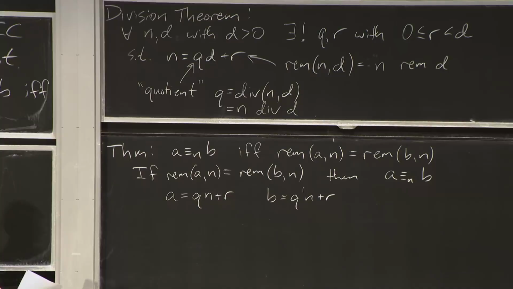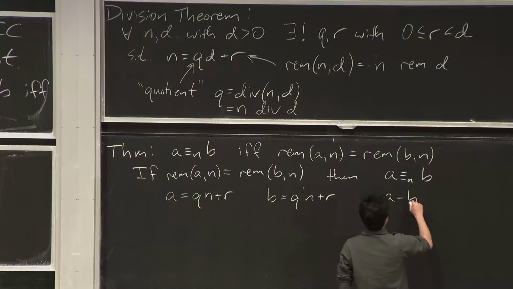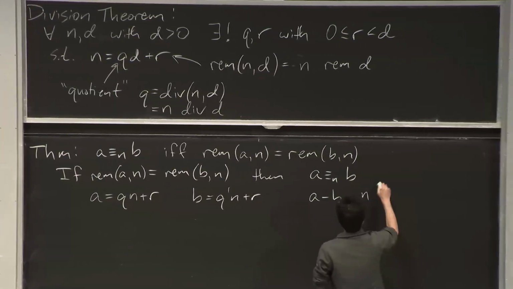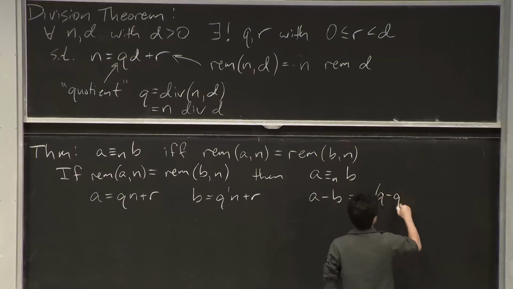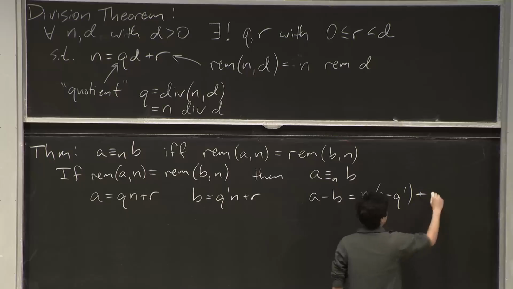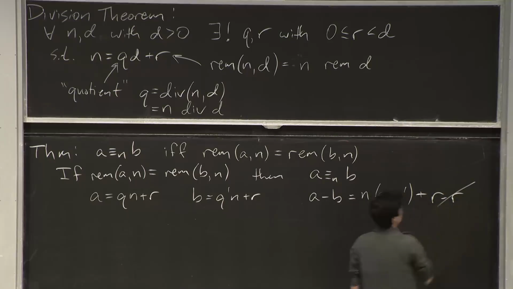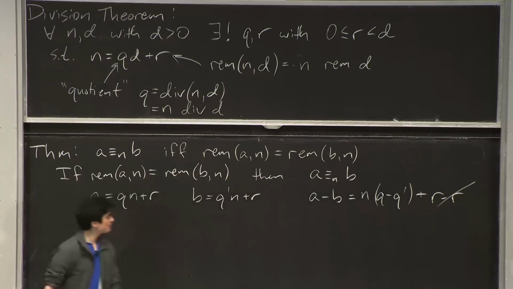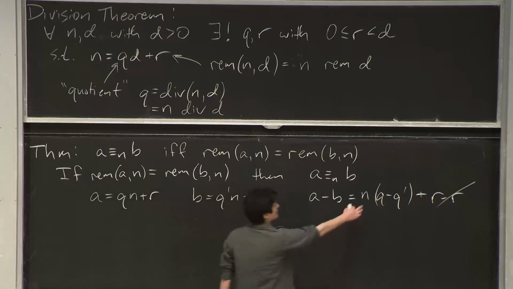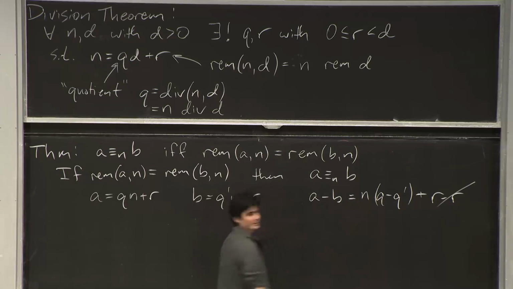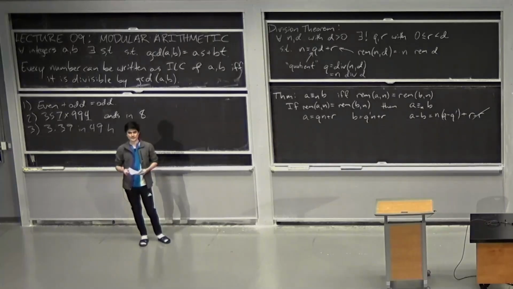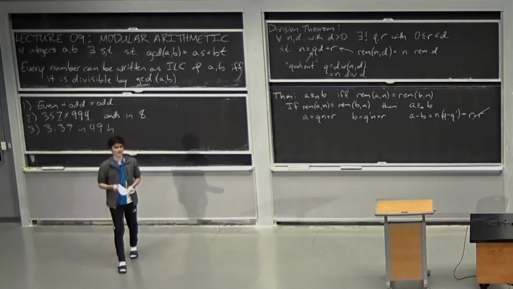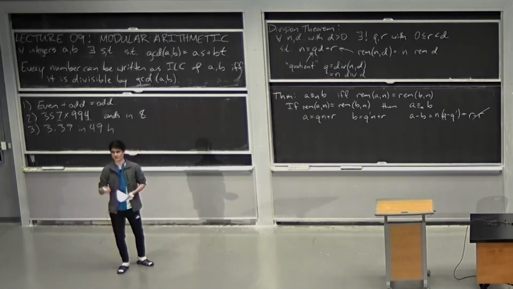Now what happens when we subtract them? Well, then we get A minus B equals n times q minus q prime plus r minus r, and this is 0. Okay? So now the difference is a multiple of n. So by our definition, A and B are congruent. Okay? Does that make sense to everybody? Yeah.